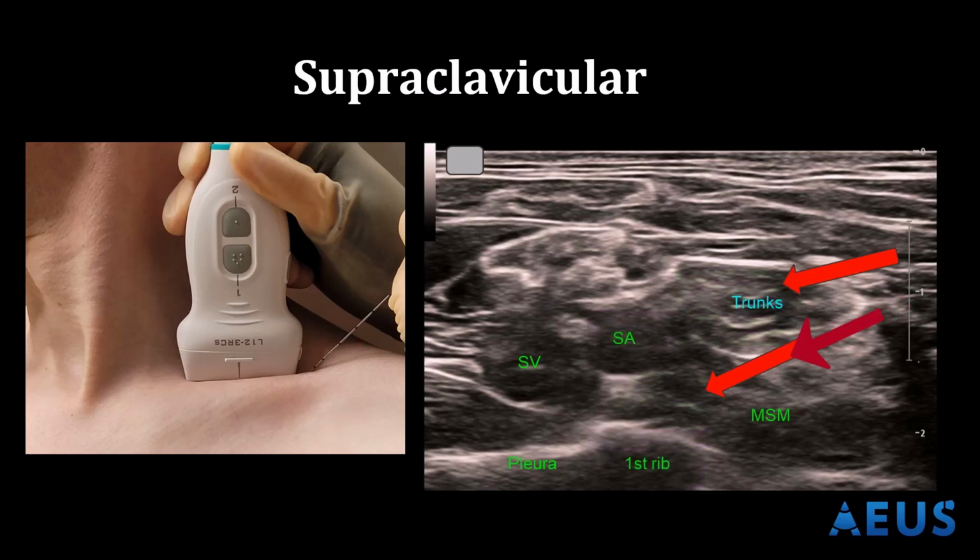The needle is then inserted laterally, first directed towards the lower trunk, where 10 cc's of anesthetic are deposited. You may feel a pop when penetrating the brachial plexus sheath here. Then the needle is withdrawn out into the skin and then redirected more superficially towards the upper trunks, where after another pop through the brachial plexus sheath, another 10 cc's of anesthetic are deposited.